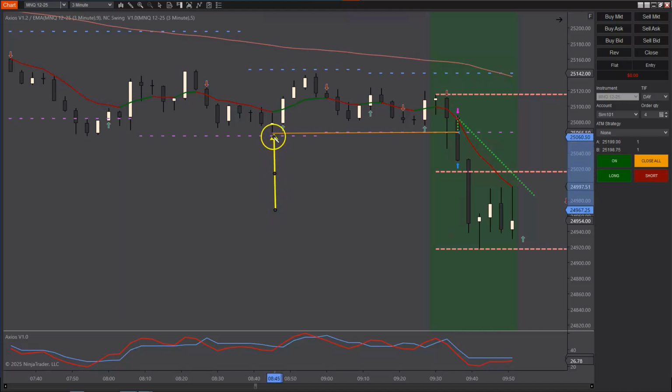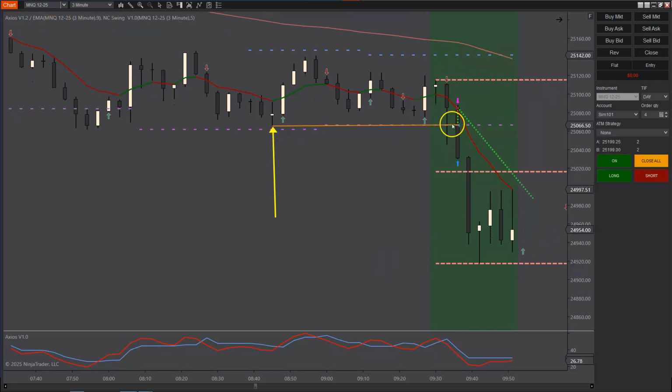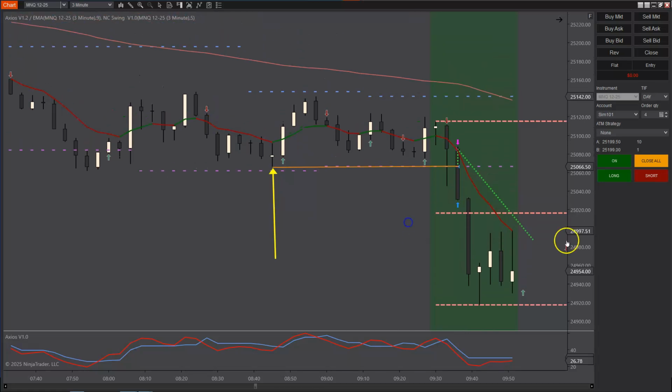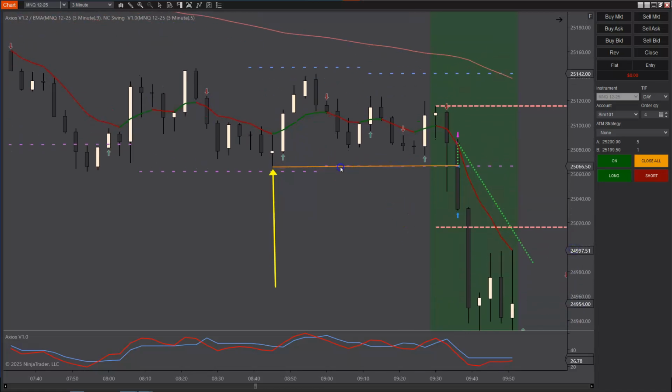That wick right there. This is set to a swing 5. And you can see we took our first target here at the most recent swing. So you can set Axios up to take profits for the first position or all contracts on either the most recent swing high or low. You can use ATR, you can use USD, you can use set tick amount.